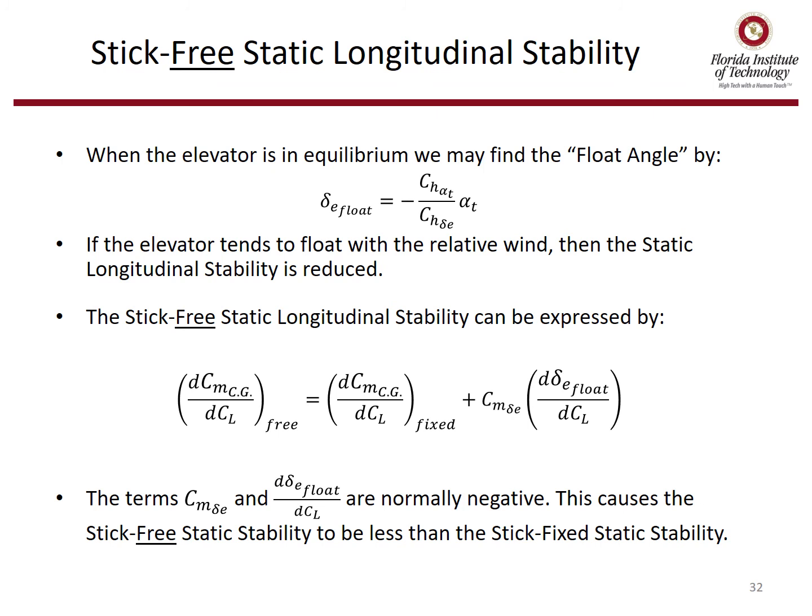If the elevator tends to float with the relative wind, then the static stability is reduced. The stick-free static longitudinal stability can be expressed by the equation shown here. Notice that the stick-free longitudinal static stability has the stick-fixed static longitudinal stability term plus another term, Cm delta E times d delta E float divided by dCL. Both of the terms on the right-hand side of the equation are normally negative, so this causes the stick-free static stability to be less than the stick-fixed static stability.